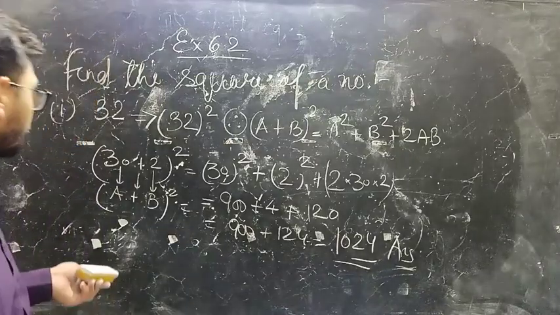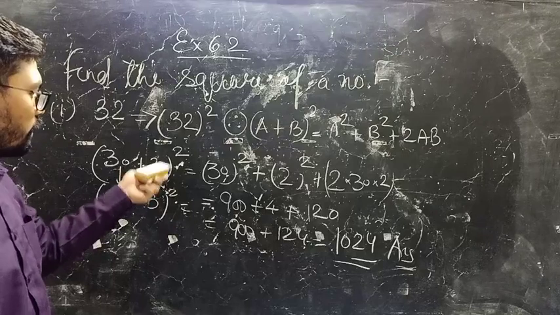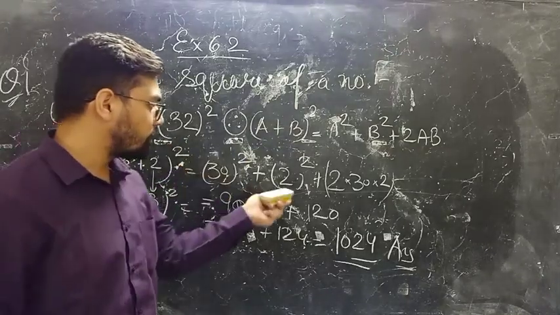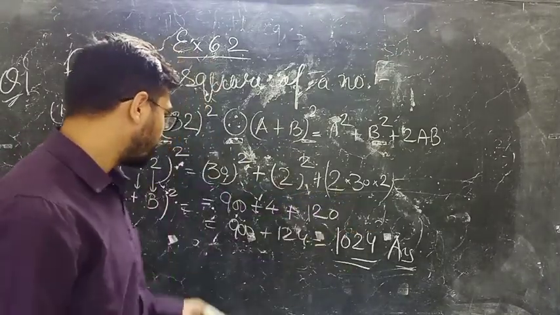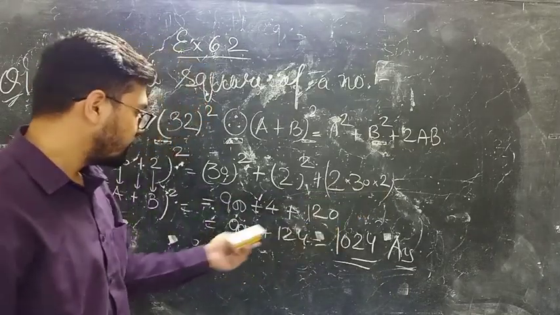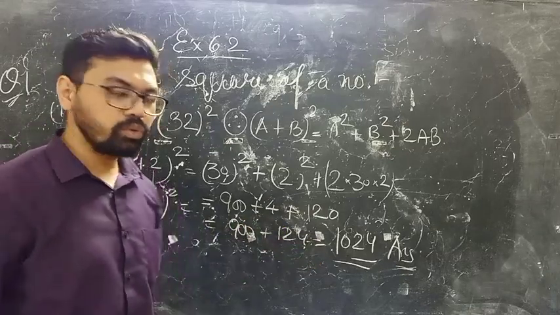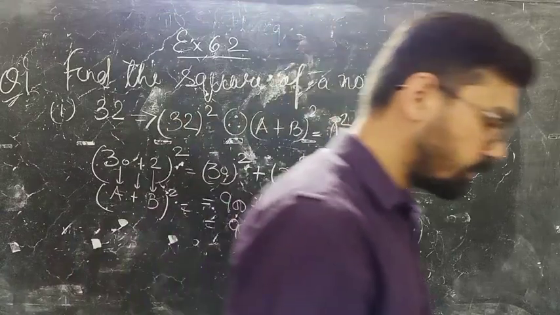So 32 square: 32 can be written as 30 plus 2. So a square, 30 square, plus 2 square plus 2ab. 900 plus 4 plus 2 2s are 4, 4 3s are 12, 120. So 120 plus 4 is 124, and 900 plus 124, 1024 is your answer. Please note it down fast.